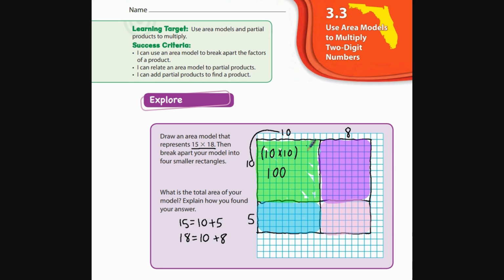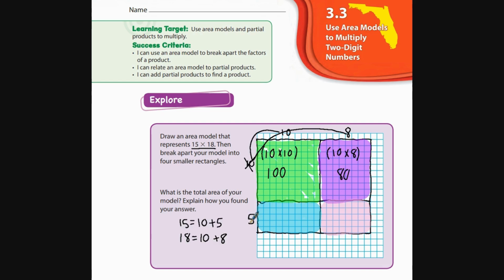All right. Once we're done with our first box, now let's move on over to our second box. We have 10 again, but now times 8. So let's do it like that. Let's do 10 times 8, which is 80. Now, I multiplied these two numbers already by 10. So guess what that means? I'm done with 10. Let's cross that out.